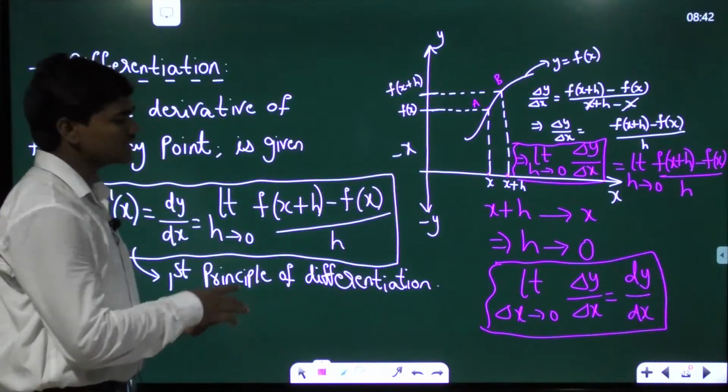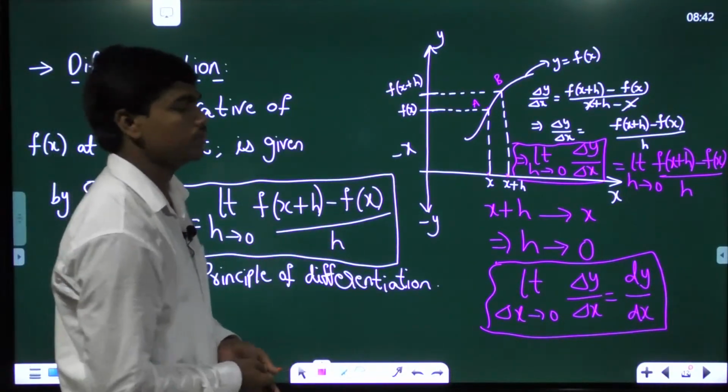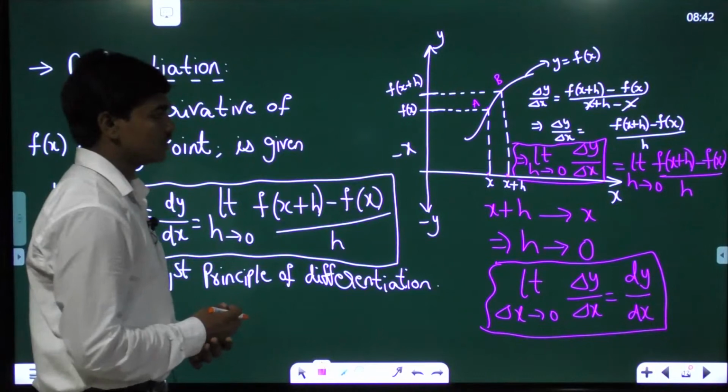Now we'll see where we use this differentiation in our real life, in our engineering applications and all these things.